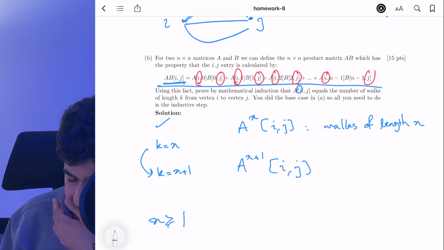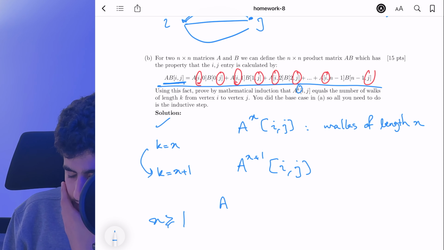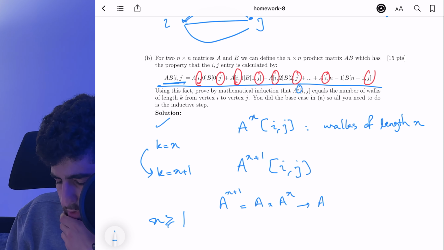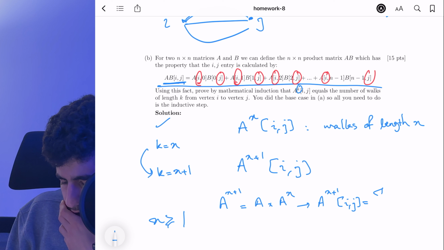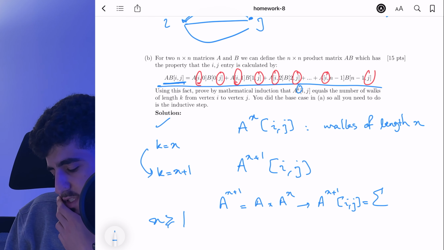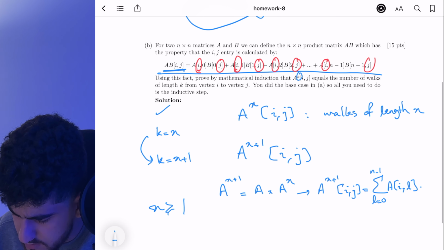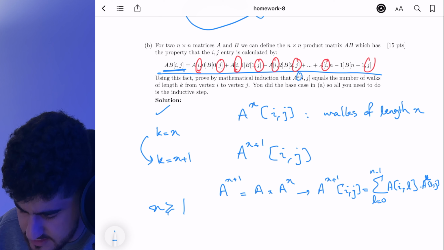Well, how do we say that? Well, A to the power of x plus 1 is equal to A times A to the power of x, right? It's the product of these two matrices. Therefore, we can say that A to the power of x plus 1 of i and j is equal to the sum over, for example, L from 0 to n minus 1, of A of i and L times A to the power of x of L and j.